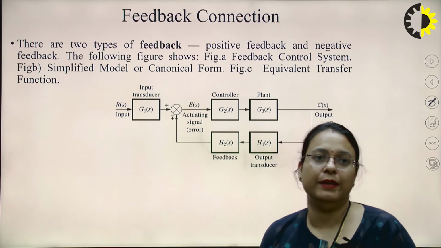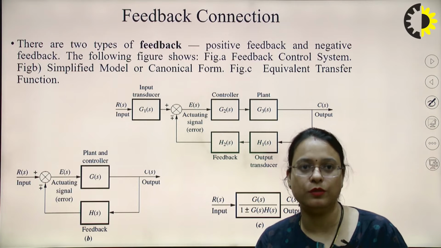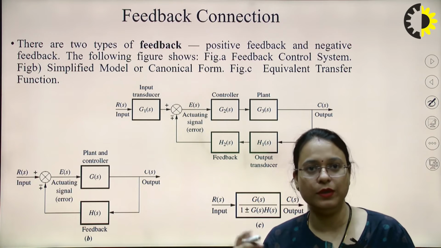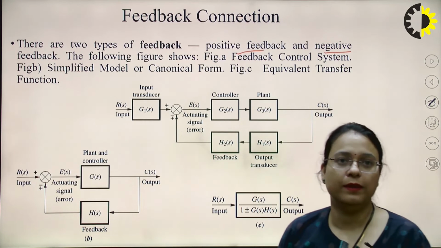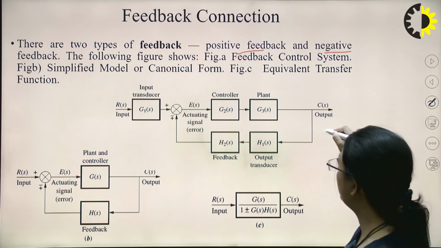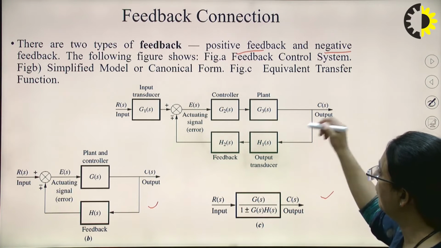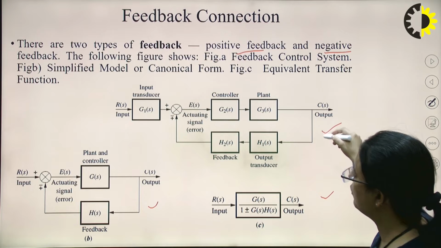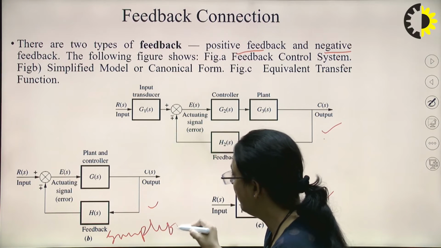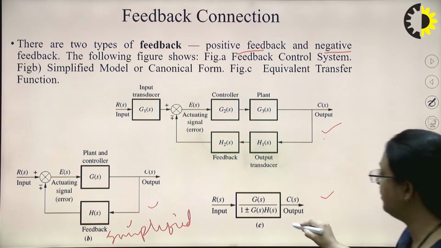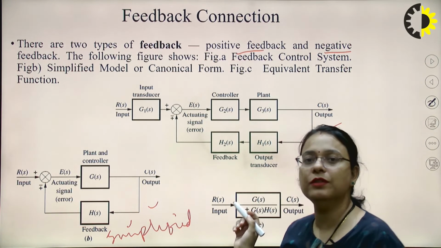Now coming to the feedback connection. In the previous lecture also I have discussed the feedback connection which is involved in the closed loop system, right? There are basically two types of feedback. One is the positive feedback, another one is the negative feedback. We always prefer the negative feedback. So these are the three figures which are representing the block diagram only. In the first figure, figure A, we are representing the feedback control system. This is representing the simplified model, right? And this is representing the equivalent transfer function which we will get after the reduction.